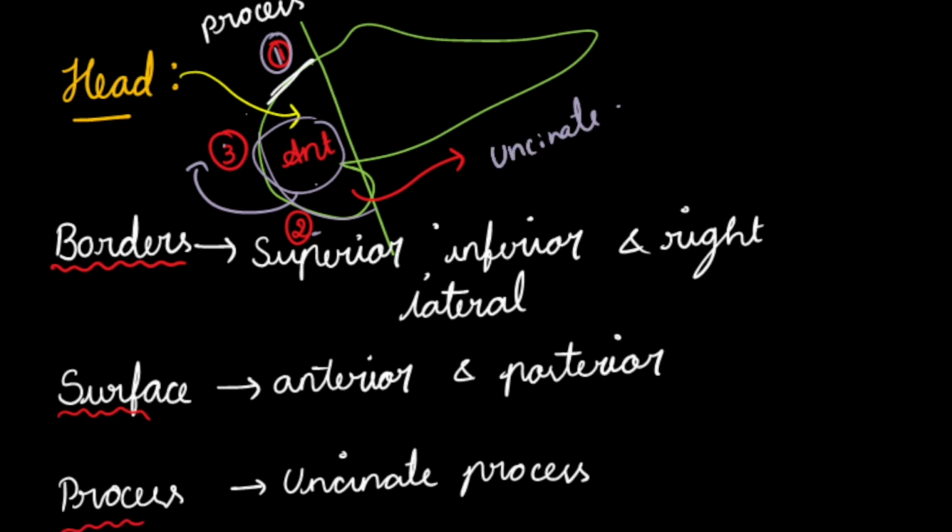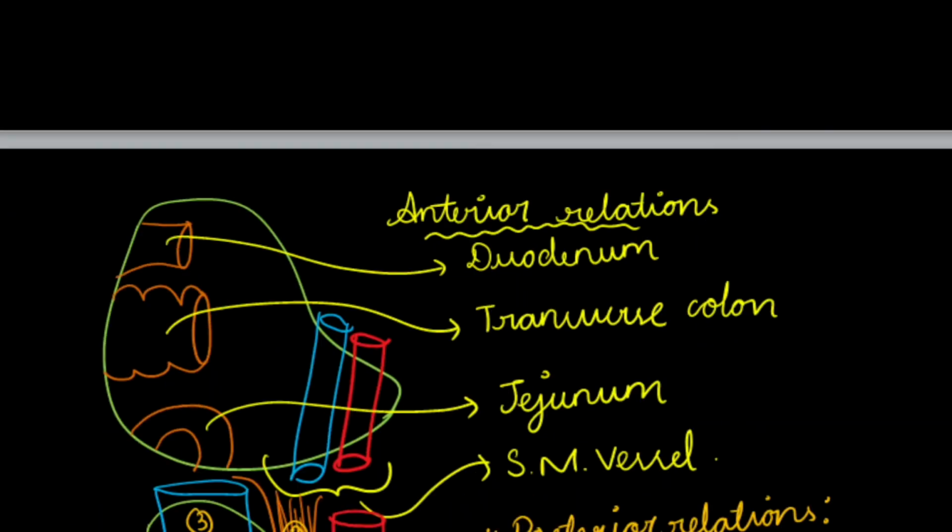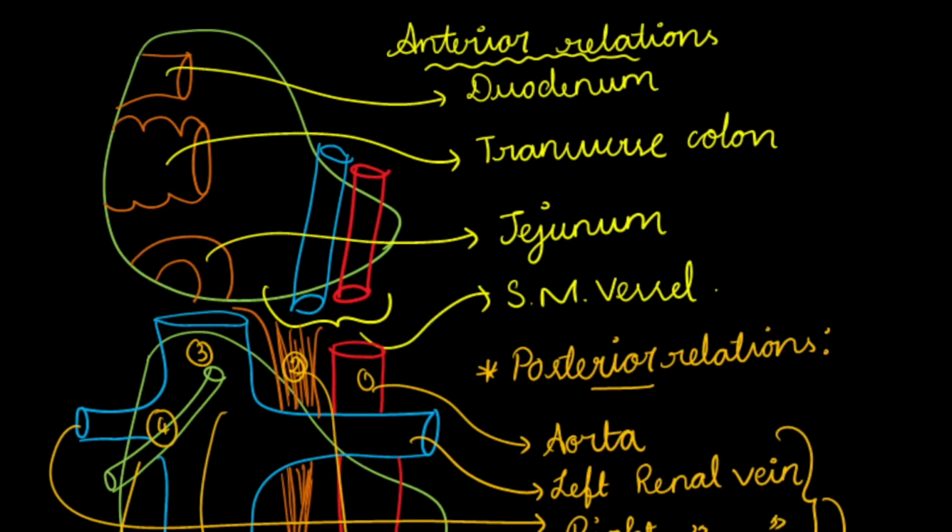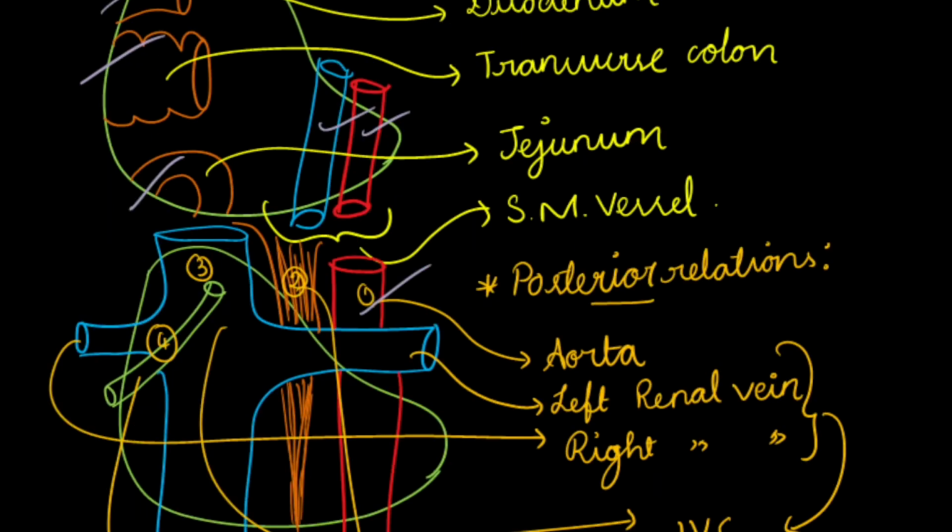Now let's see the anterior and posterior relationships of the head of the pancreas. In case of the anterior surface relation, the first one is the duodenum, then comes the transverse colon, then the jejunum, and here we can see the superior mesenteric vessels. In case of posterior relation, we have the aorta here, then the right crus of the diaphragm, and then the inferior vena cava, where the right renal vein and the left renal vein join to form the inferior vena cava. Then at last comes the bile duct. These were all the relations.